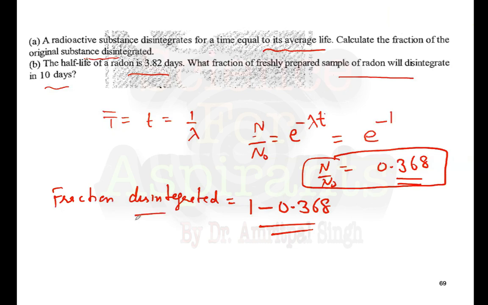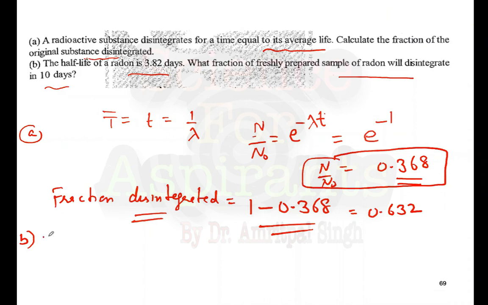So what does it mean? For the fraction disintegrated, the total value is 1, and this comes out to be 0.632. So this is the answer for part A. And second, half-life is given, so that is, just a minute.